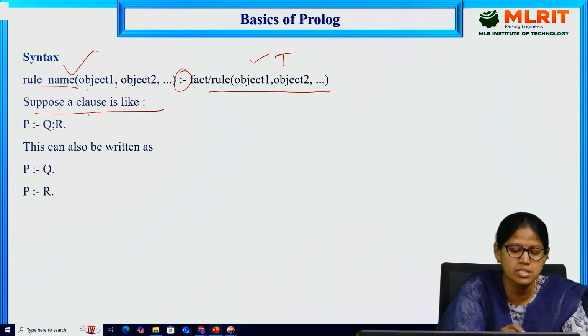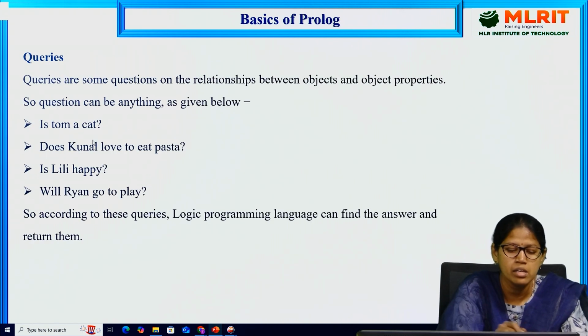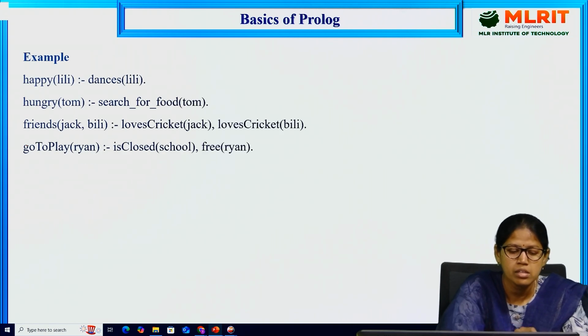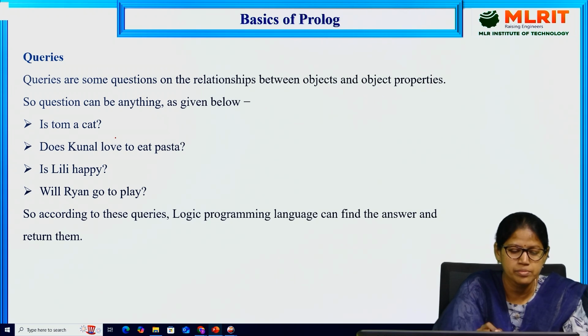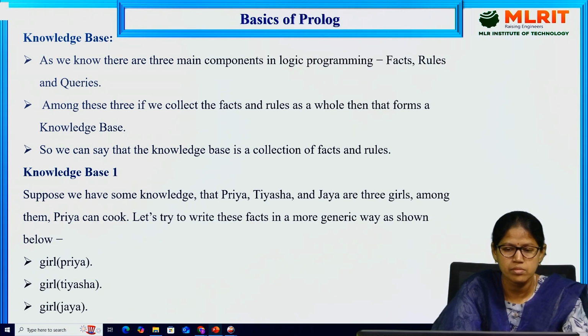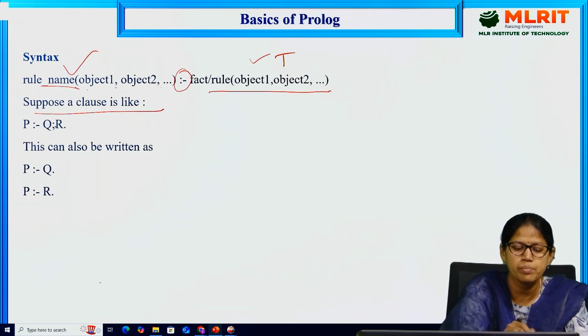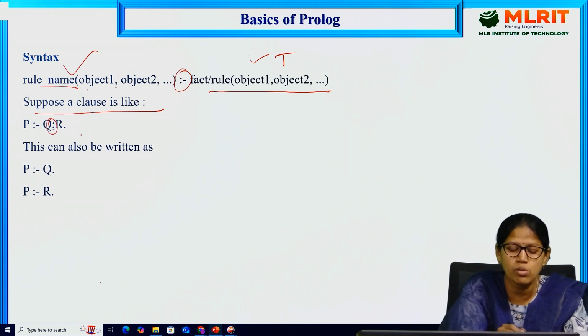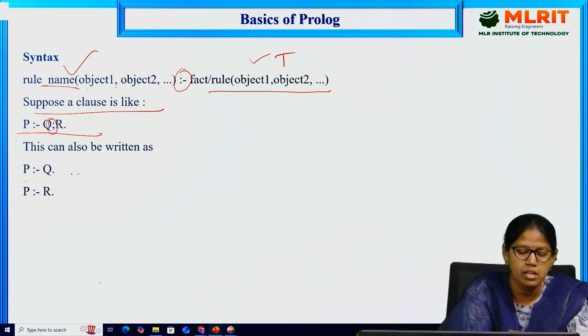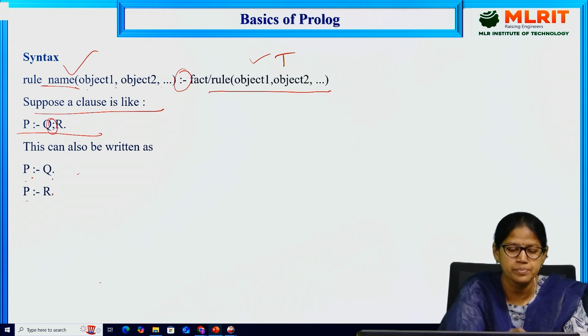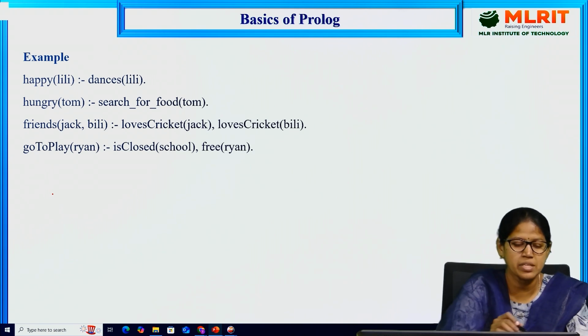Suppose a clause is like P if Q and R. Here Q and R is a conjunction. This one is a disjunction, semicolon. So this can be rewritten as P implied by Q or P implied by R. Let's see the real-time examples.